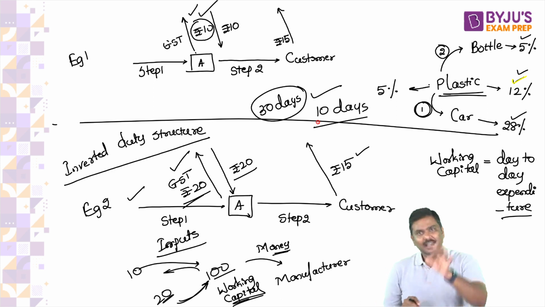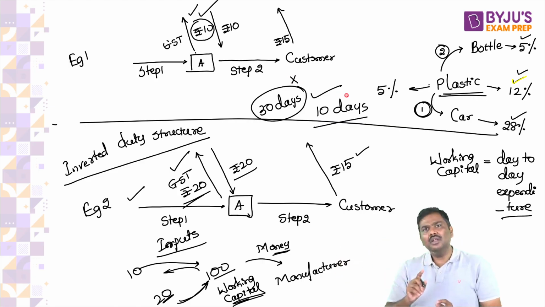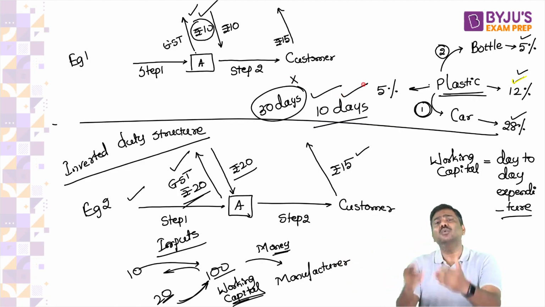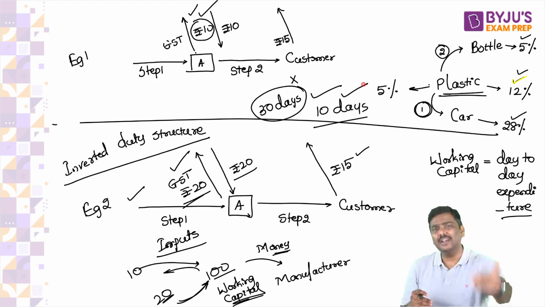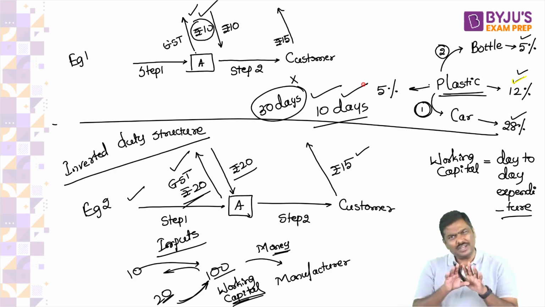Even after this, let me ask you the same question. Instead of 30 days, your argument is you can claim ITC in 10 days. Even then, what would you prefer: the government keeps 10 rupees or 20 rupees and gives it back to you? The question remains the same.